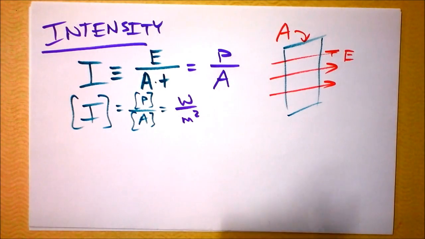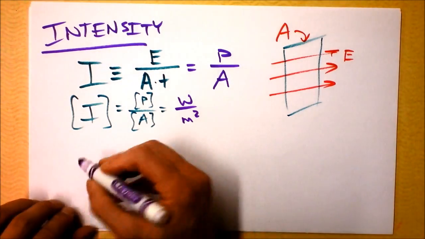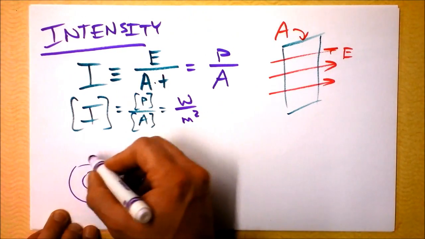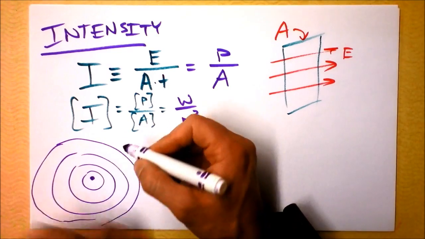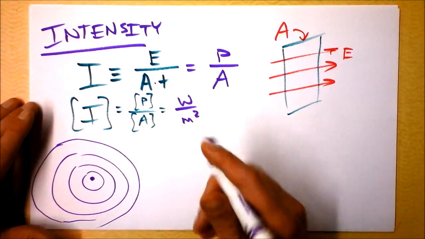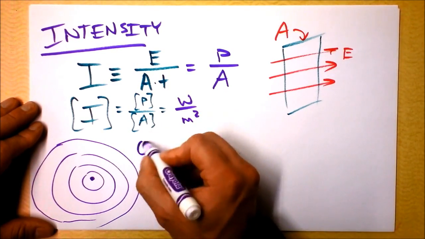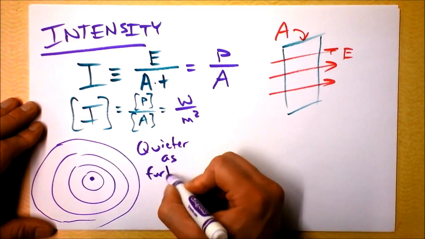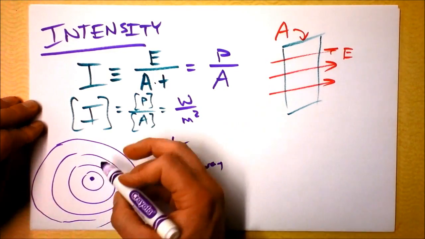Now, intensity is cool, and so I want you to consider somebody, let's say this is a siren going off right here, and sound is going out from that siren, right? And I guess I'm drawing wave peaks going out from that siren. We're going to be doing this a lot as we move on here. And the issue is, you know that it gets quieter as you get further away.